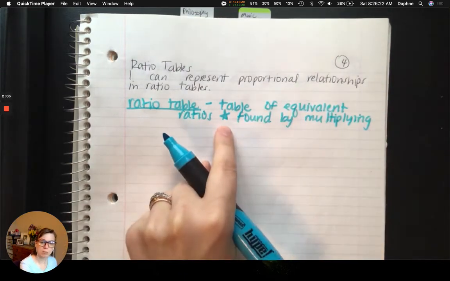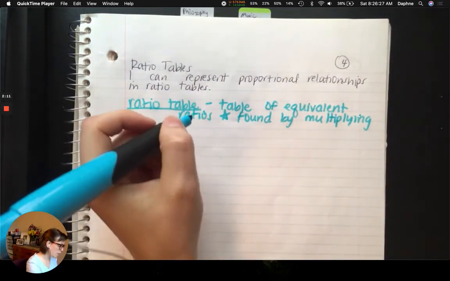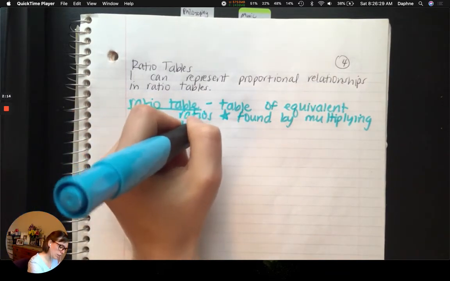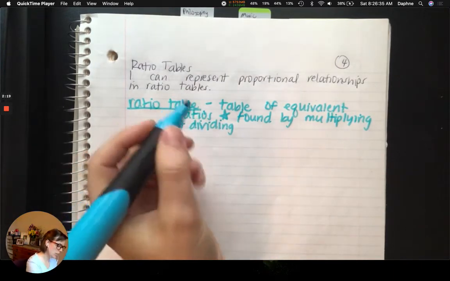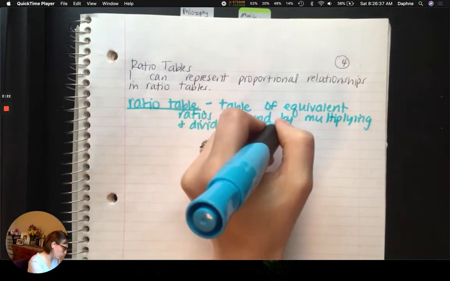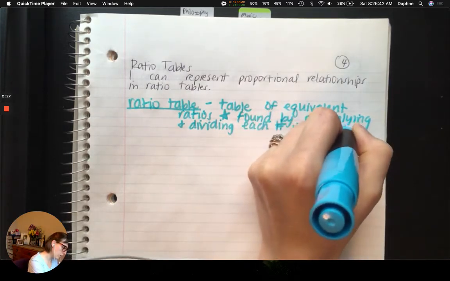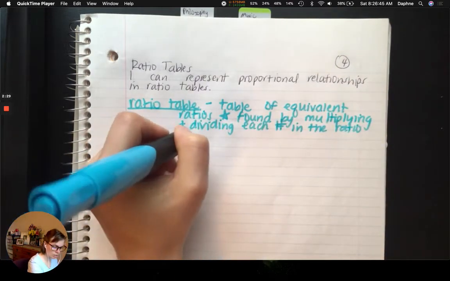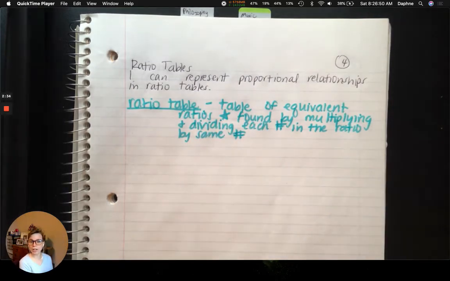And this star means something important, like this whole next phrase will be something important. So it's found by multiplying and dividing. This is an and sign. Each number in the ratio by the same number. So to help save some writing, I'm using that number symbol, the hashtag or the pound sign, to represent the word number, so I don't actually have to write it out loud. So this is our definition.